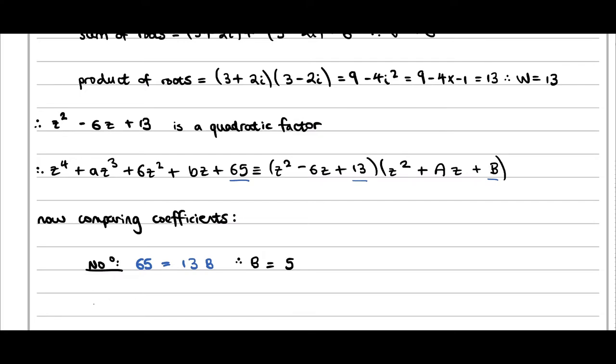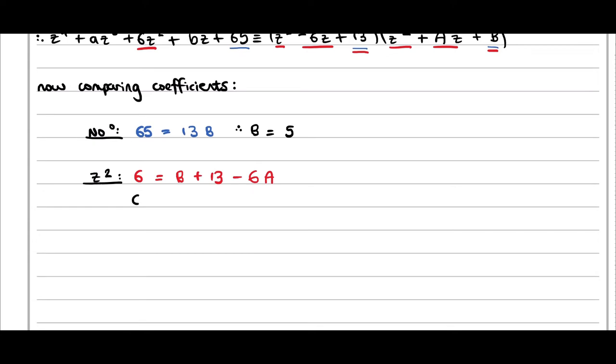And if we compare the terms involving z squared, you'll notice on the left-hand side we have 6 of them, and on the right-hand side we have z squared times by b, so we have bz squared. You'll notice we have 13 lots of z squared, and you'll notice we have minus 6z times by az. So we have minus 6a. And with that being said, knowing the value of b, we have 6 equals 5 plus 13 minus 6a. 6a is equal to 12. a is equal to 2.